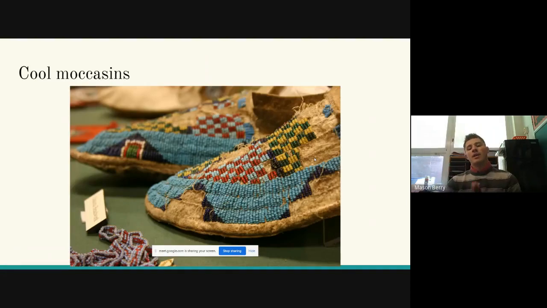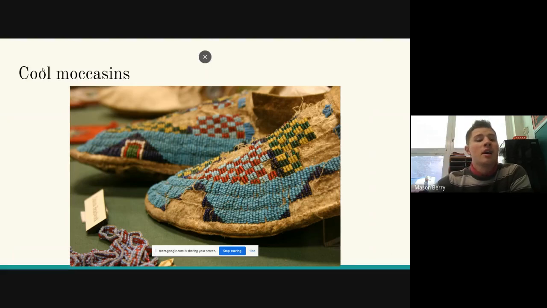Next up, we have a cool moccasin. All right. If you don't know what a moccasin is, or even if you already know what a moccasin is, at the bottom, there's going to be another question. Tell me what you think moccasins are. Okay. These moccasins are shoes. Native Americans wore them as we wear shoes today to protect their feet.